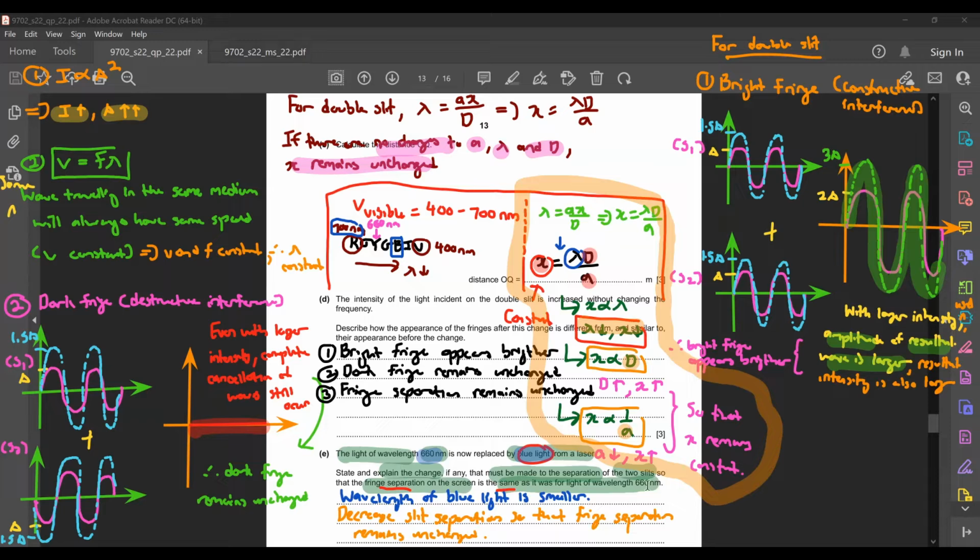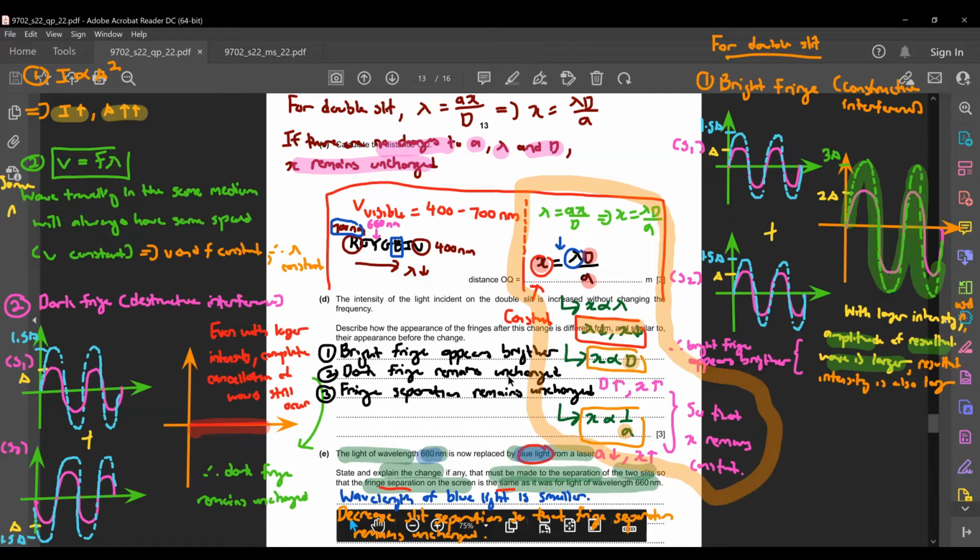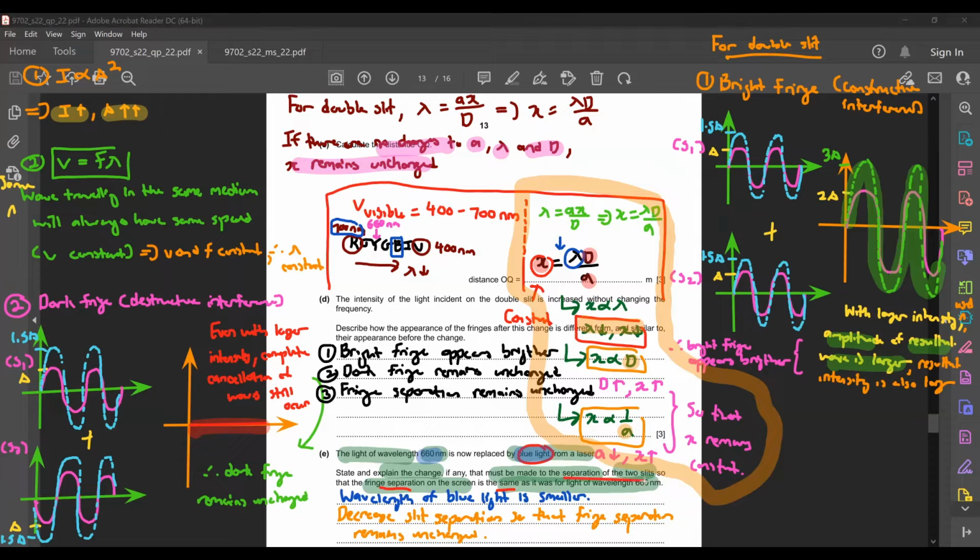Okay. The marking scheme didn't mention anything about the distance between the slit and the screen. Here you actually shouldn't mention any of it, because the question did mention what you can do to the separation of the two slits. So they already single out what you can do to A. But if they didn't say that, you can actually mention the separation between the screen and the slit.